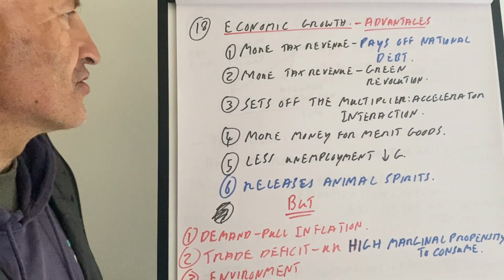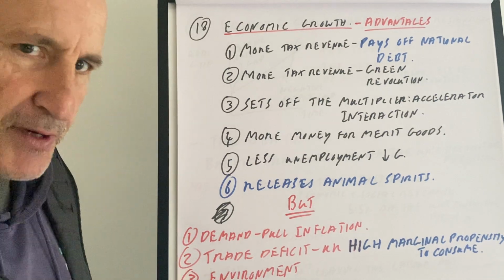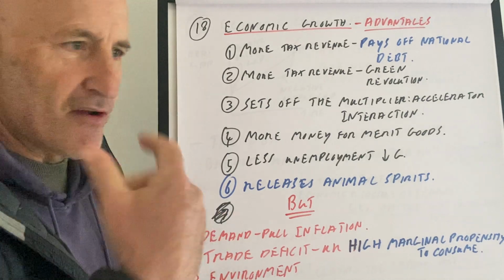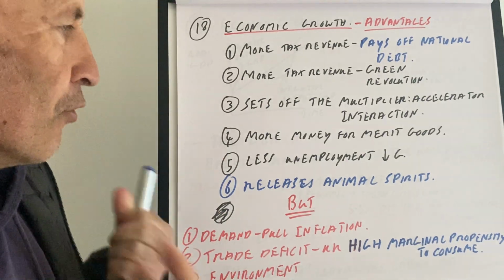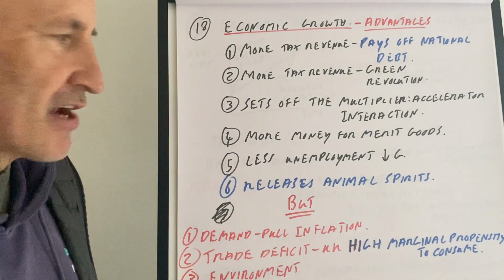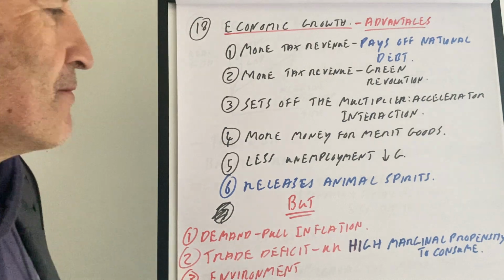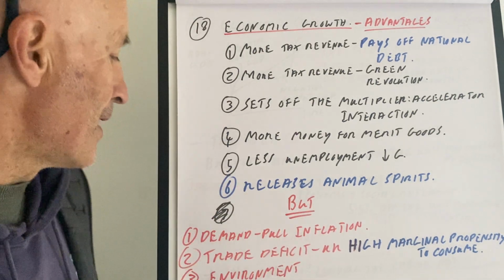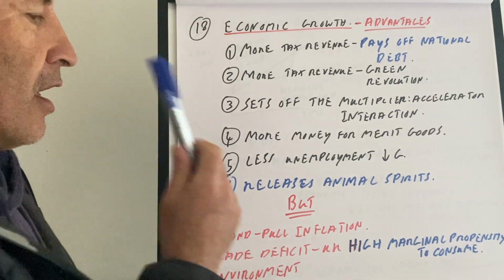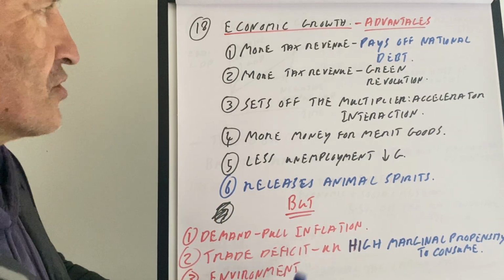Economic growth. Key advantages of economic growth. You should all know this now. Remember, economic growth is indicated because there's more taxation revenue. It pays off the national debt. It creates more taxation revenue, so we have the Green Revolution. We've got more taxation revenue, more money for public and merit goods. It will self-multiply, accelerate interaction. It releases the animal spirits within the UK because we have more confidence, so therefore people invest more money. But this creates demand pull inflation, also creates a trade deficit, and also worsens the environment.